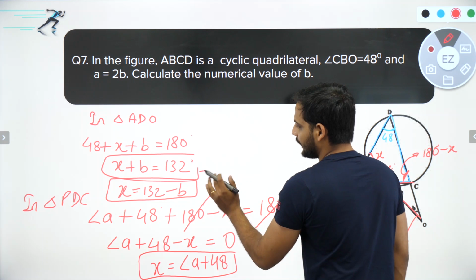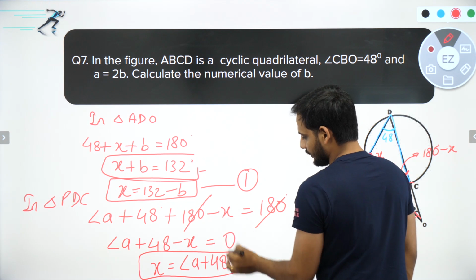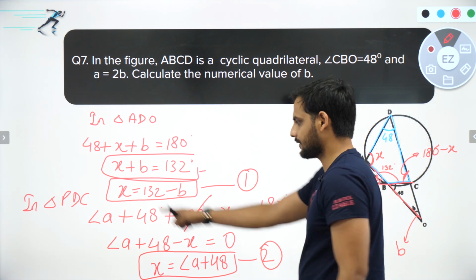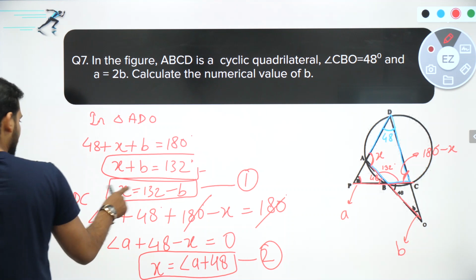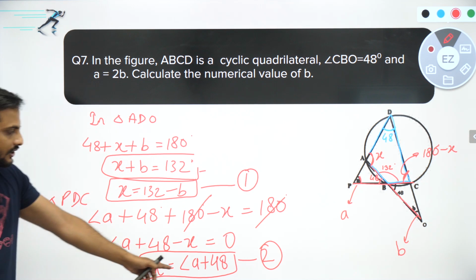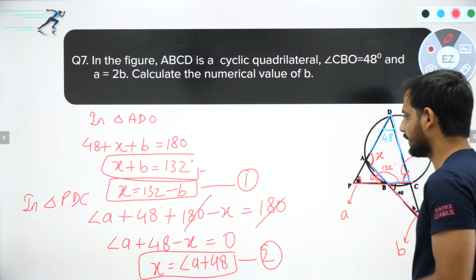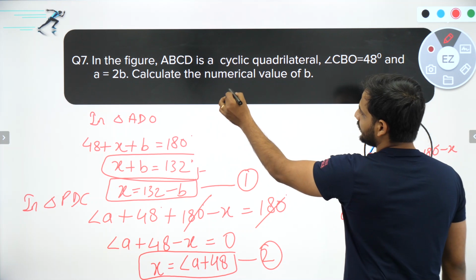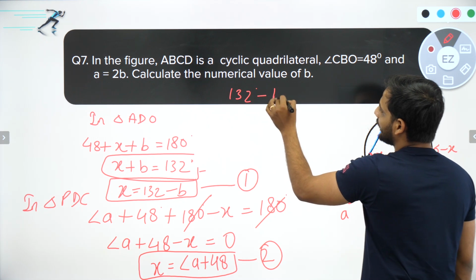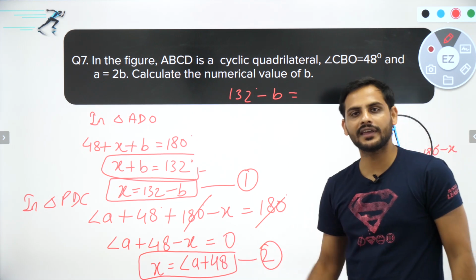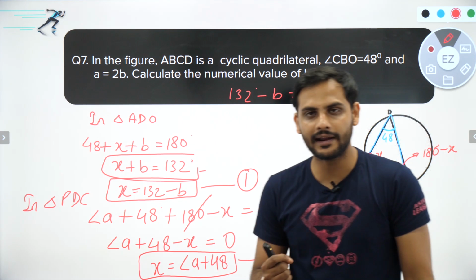Okay, so let us focus on these equations, equation 1 and equation 2. Both are the values of x. One value of x is 132 minus b, one value of x is angle A plus 48. Both are the values of x, so both should be equal. Yes sir, let's make them equal. So you can see 132 minus b is equal to, what is a equal to? You want to get the answer of a, right? What is a equal to?